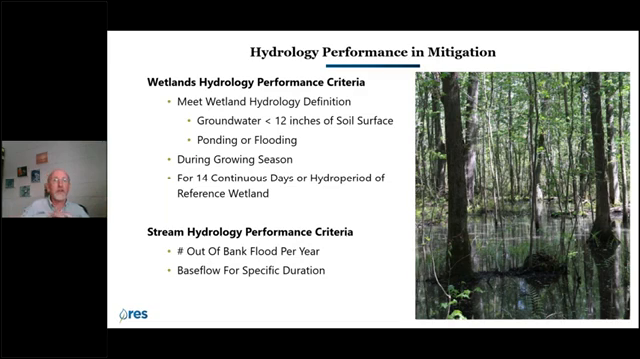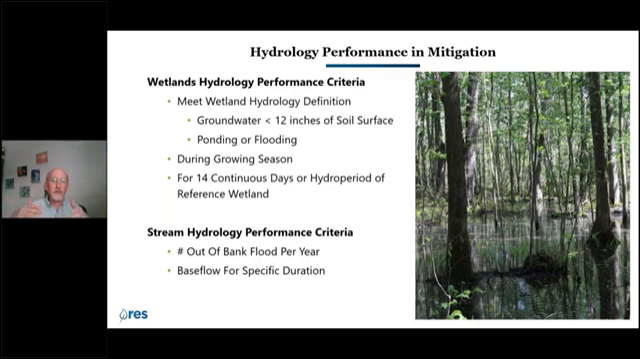In the mitigation process, you have a performance criteria. For wetlands, wetland hydrology, you're really showing that what you've restored, enhanced, or created meets the wetland hydrology definition, kind of going back to the manual used for identifying wetlands. So groundwater would be within 12 inches of the soil surface. The site could be ponded or flooded. That needs to happen in the growing season, and it needs to happen for at least 14 continuous days in that growing season.